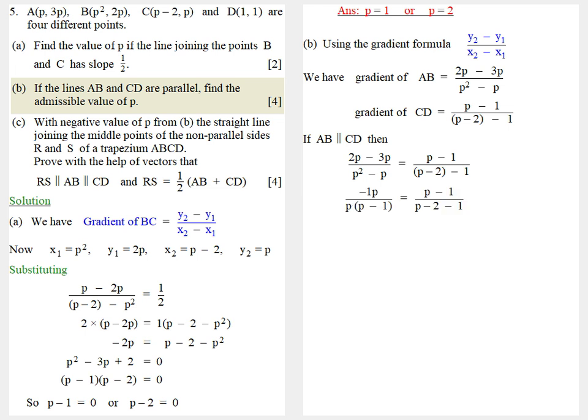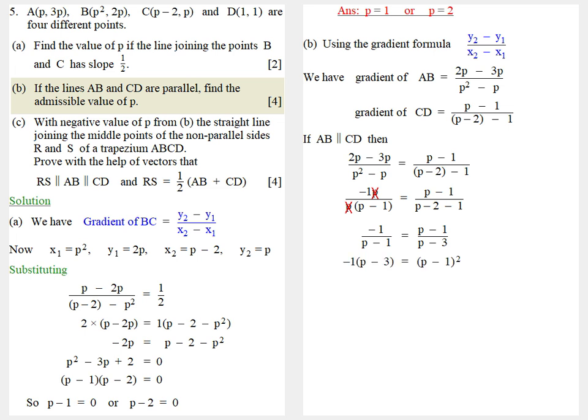On the left-hand side on the top, 2p minus 3p is minus 1p, and on the bottom we can factorize it as p into (p minus 1). On the right-hand side we can just leave out the brackets around p minus 2. So we end up with minus 1p over p into (p minus 1) is equal to (p minus 1) over (p minus 2 minus 1). Now the p's cancel on the left-hand side, so we're left with minus 1 over (p minus 1) equals (p minus 1) over (p minus 3).